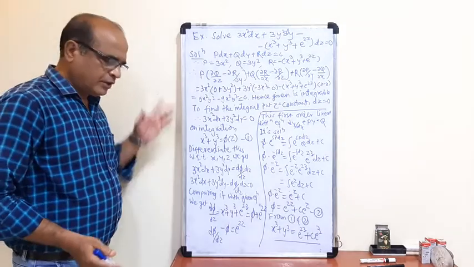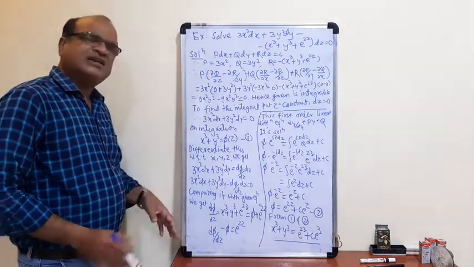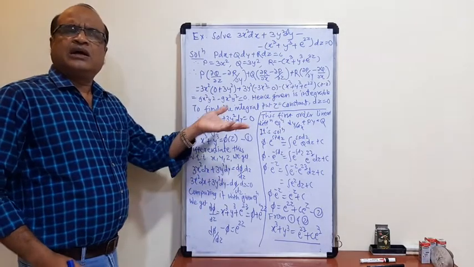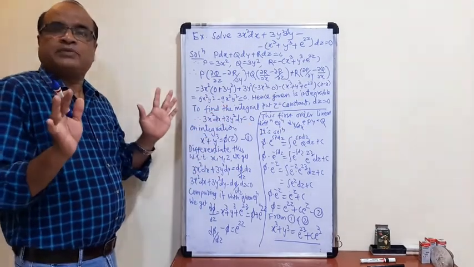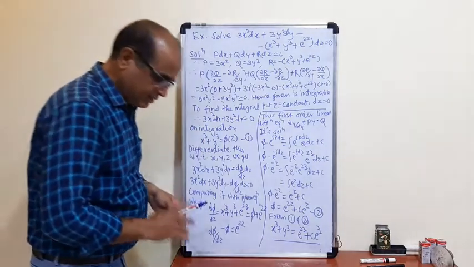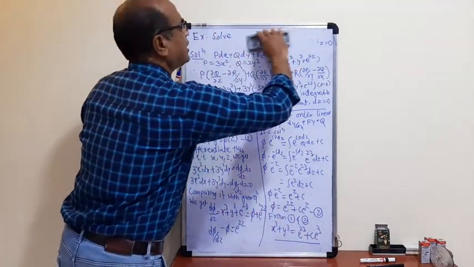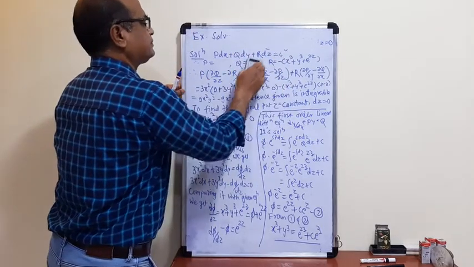Okay. So here what is the method? Put z equal to constant, or you put x constant or y constant, then solve the differential equation. This is one of the methods here. Okay. This is the method. So we solve the differential equation.